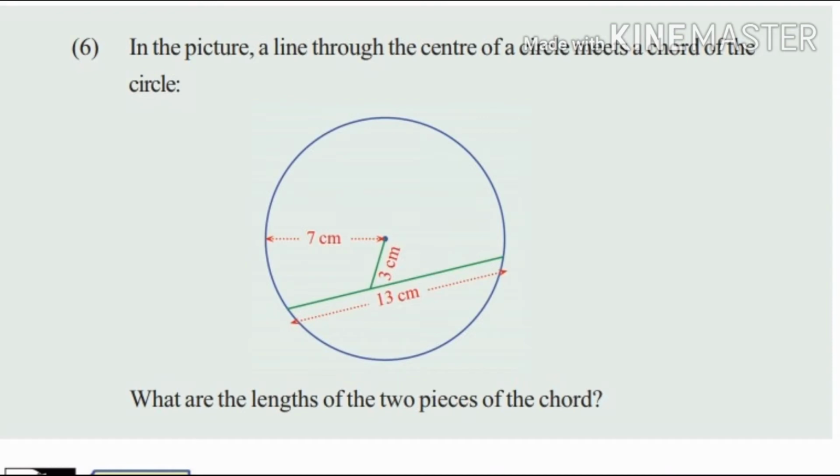Now the last question is question number 6. In the picture, a line through the center of a circle meets a chord of the circle. What are the lengths of the two pieces of the chord? Here in this figure you can see 7 centimeter is the radius part. A chord of length 13 centimeter is cut by a line 3 centimeter. We need to find the parts of that chord. The 13 centimeter chord is divided into which parts, that we need to find here.